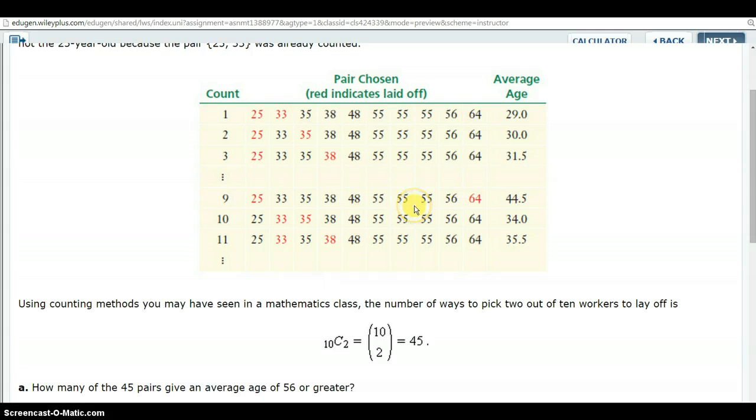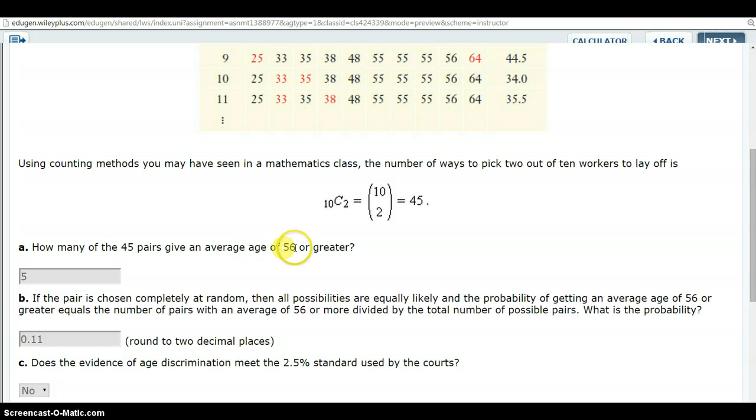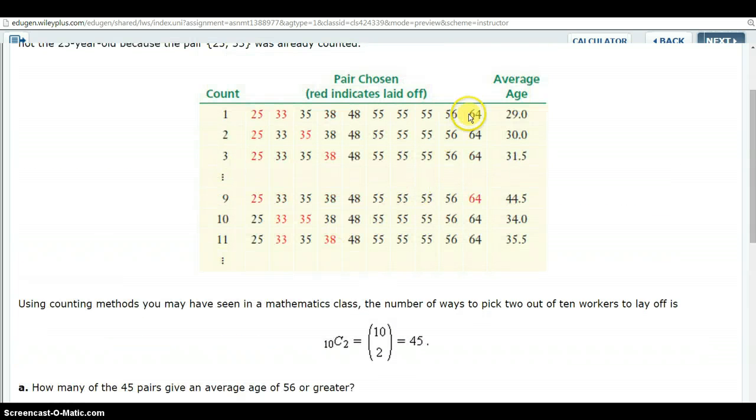Well, in order to get 56 or greater, we need either both to be 56, which is impossible because there's only one 56, or certainly we need one higher than 56. And notice that there's only one person who is higher than 56. So there's the 64-year-old right here. In order to get a pair with an average age of 56 or higher, we have to have this person right here as one of our members.